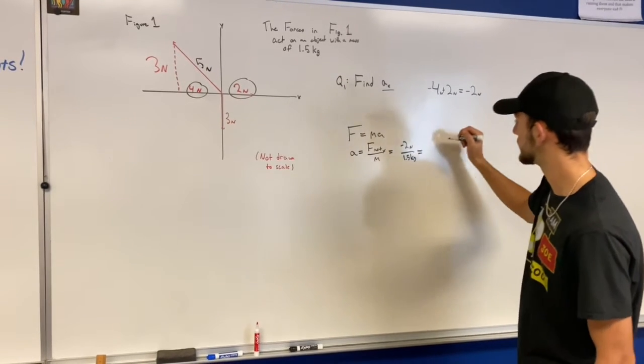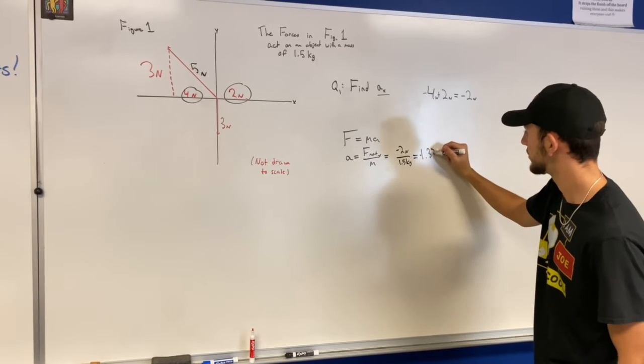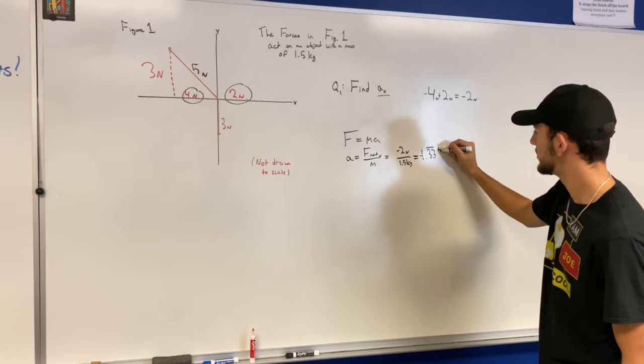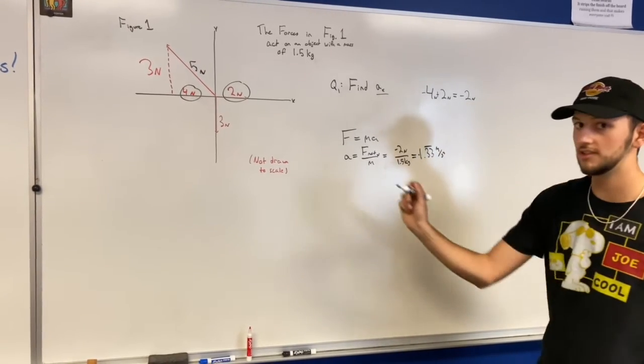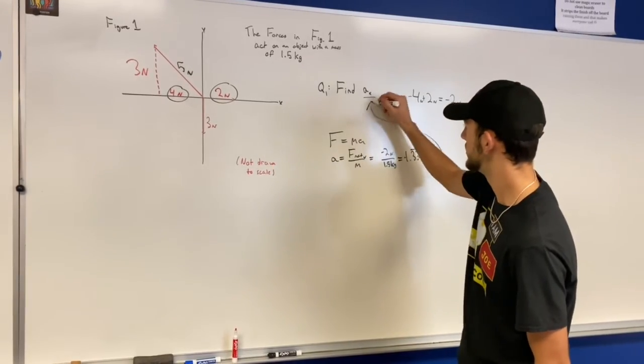And that will yield 1.33 repeating meters per second squared in the negative x direction. And that will be your answer for that part.